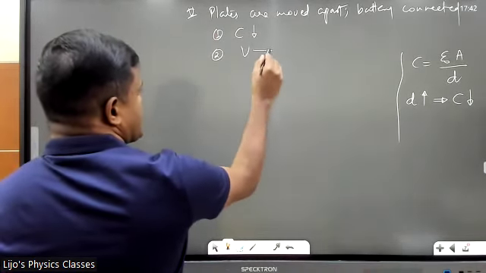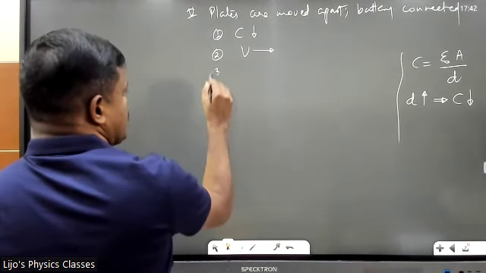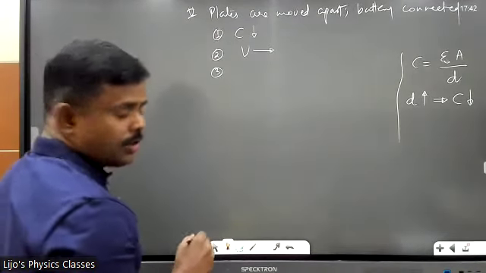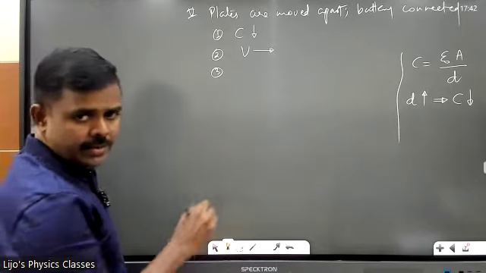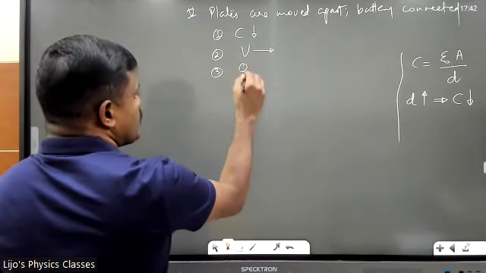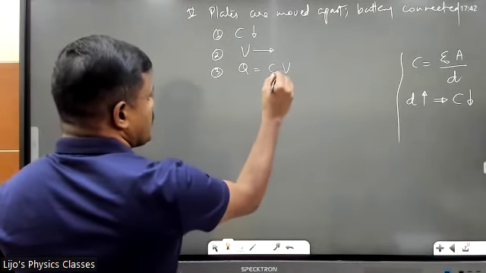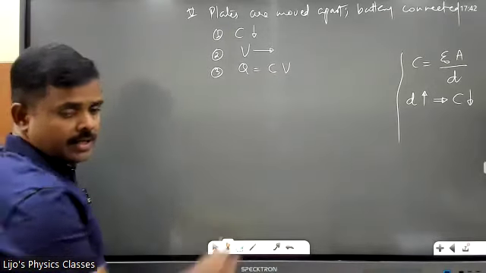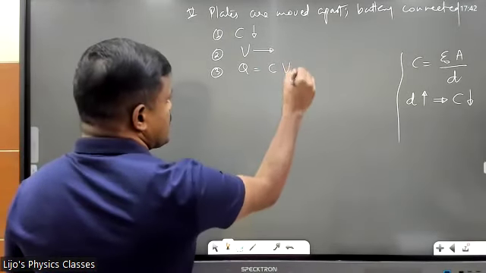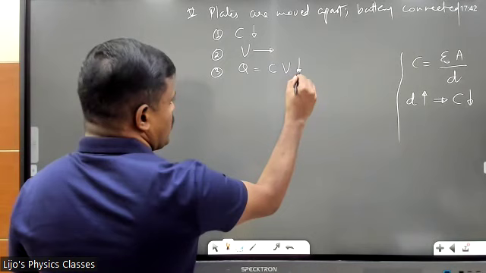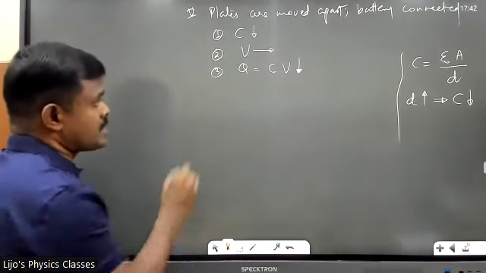Then I said battery connected. Battery connected means voltage is constant. Q and V and C are written already. Now write Q. Q is equal to C into V. Here V is a constant. C decreases, so charge also decreases.